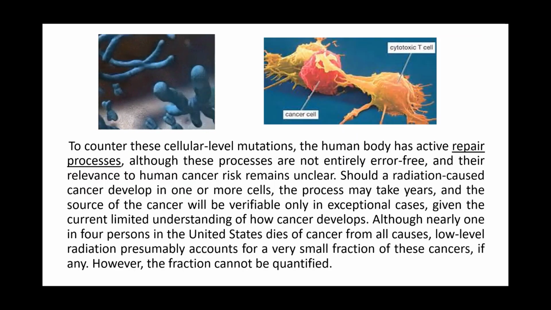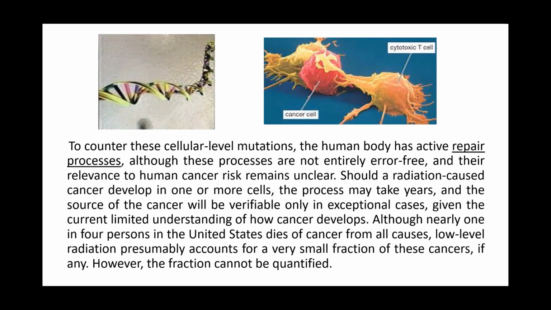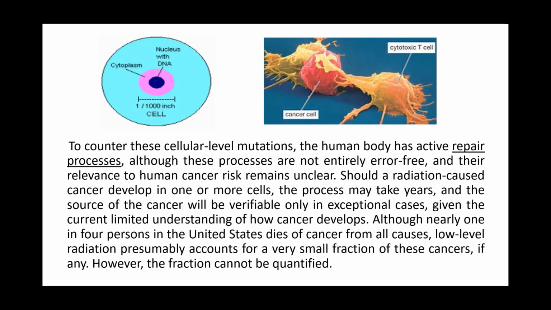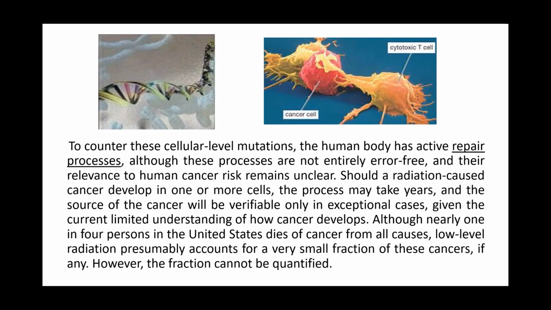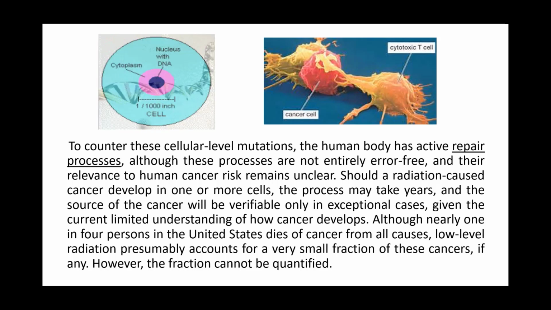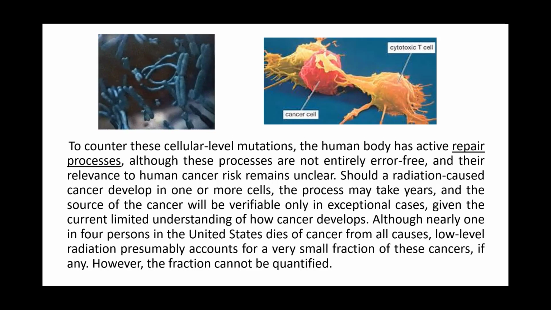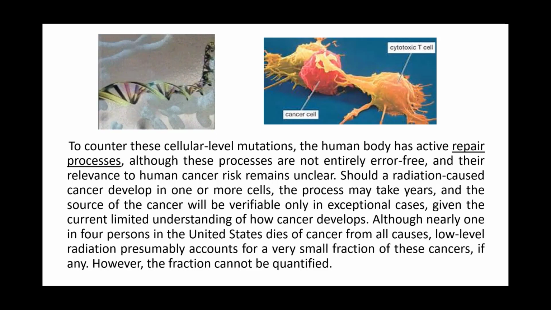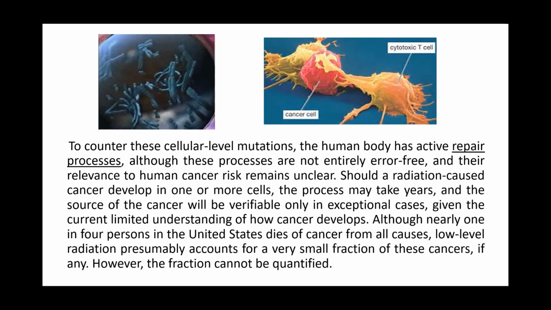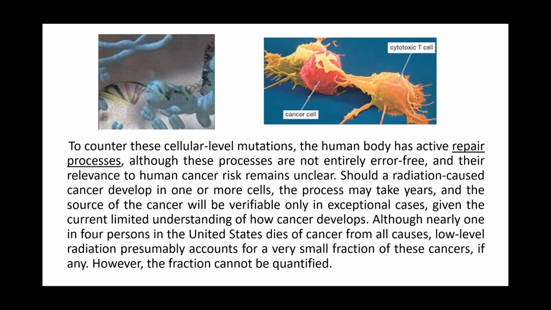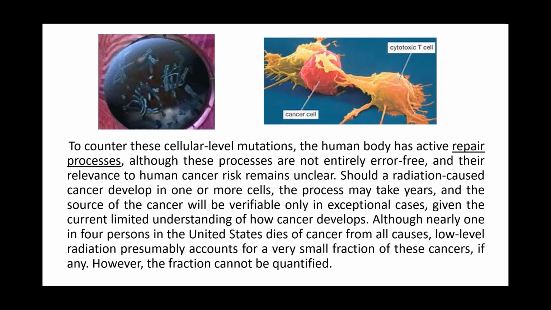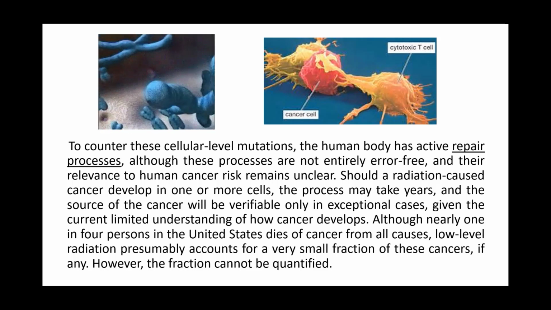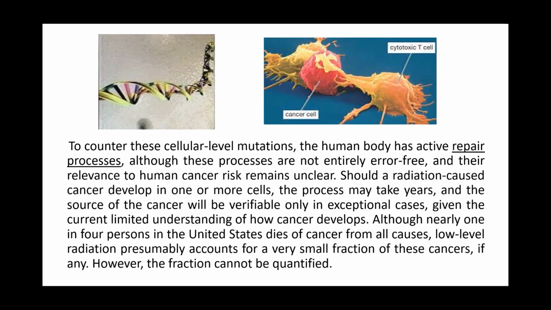Luckily for us, to counter cellular level mutations, the human body has active repair processes, although these processes are not entirely error-free, and their relevance to human cancer risk remains unclear. Should a radiation-caused cancer develop in one or more cells, the process may take years and the source of the cancer will be verifiable only in an exceptional case, given the current limited understanding of how cancer develops. Although certain cancers are associated with certain types of mutations, like breast cancer with bone, brain, liver, and lung.